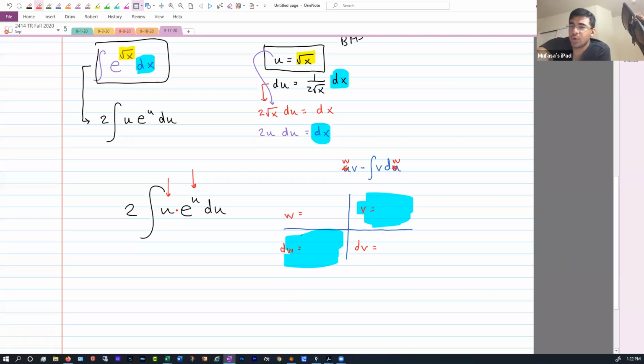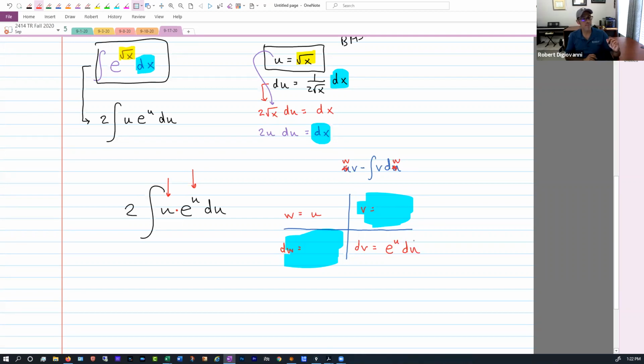e to the u with 1 over 2u squared. But that's more complicated than the original expression. Yes. So why don't we put u here and e to the u here? Do it that way. Yes. When we differentiate the u, it becomes a 1. It'll be a better integral. So this will become 1 du, and this v will become e to the u.